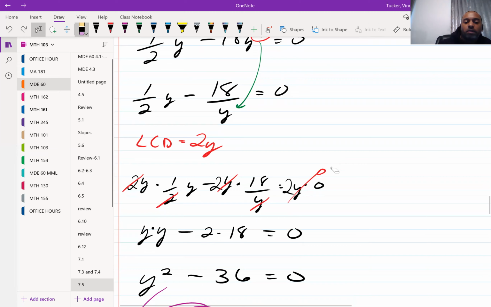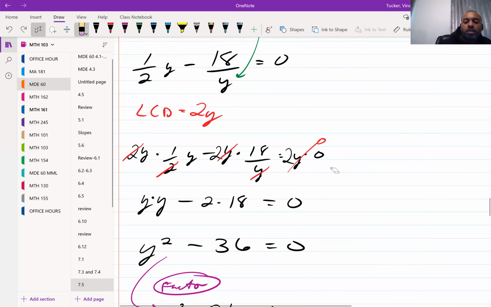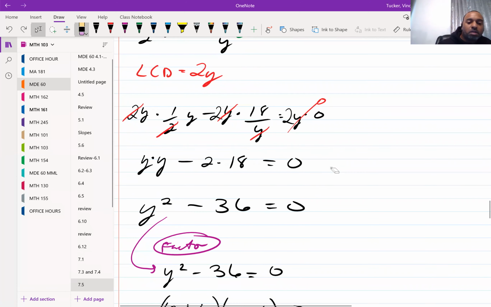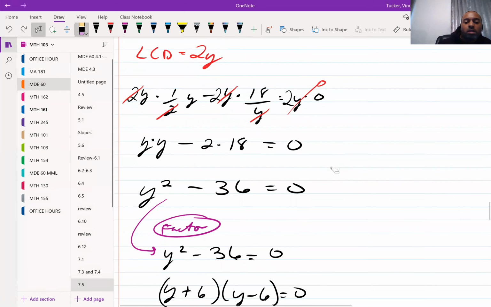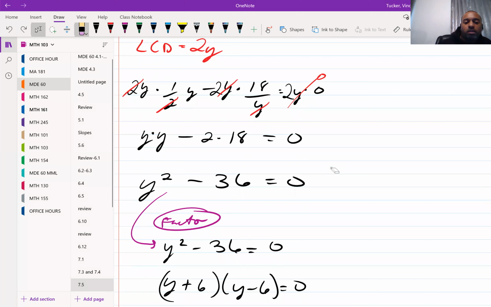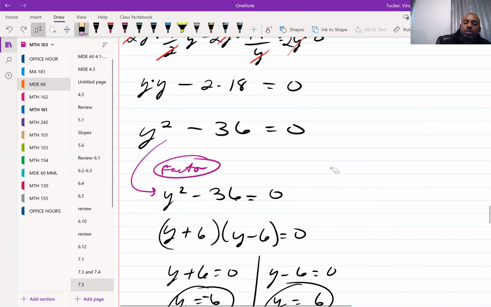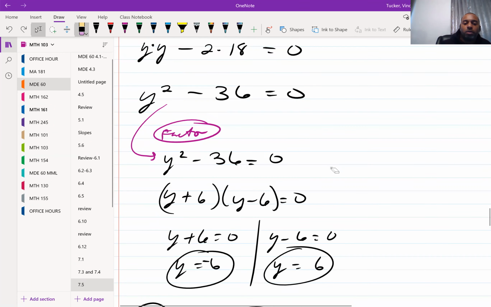All right, so that gives you y squared minus 36. Now we can factor that. That's the difference of squares: y plus 6, y minus 6. Set each part equal to 0 and solve.